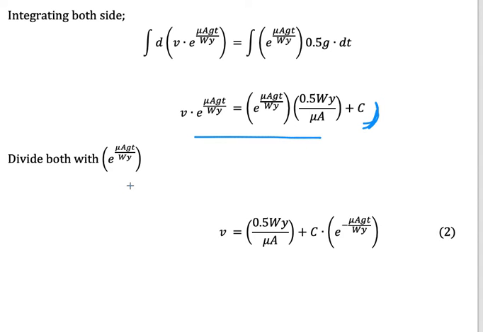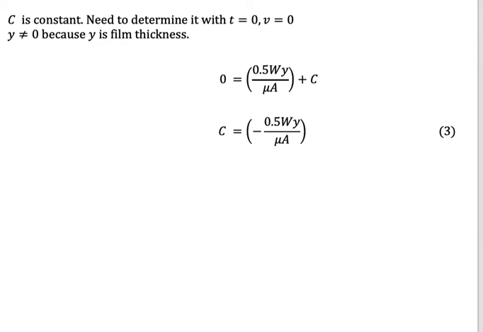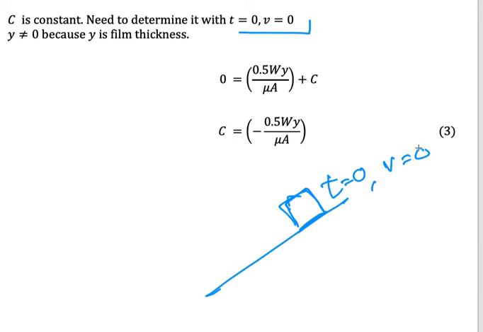Then we divide by this term, and we could get this one, and you could see that the constant is still there. C is a constant, we need to determine it, so we give it conditions. Normally we will go for the starting condition, which is at the beginning of the process. Here, at t equal to 0, for sure the velocity is equal to 0.